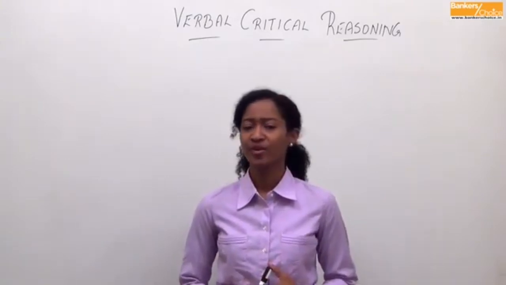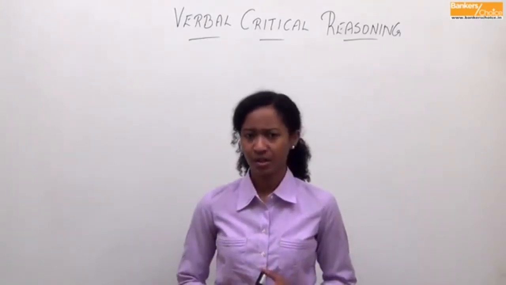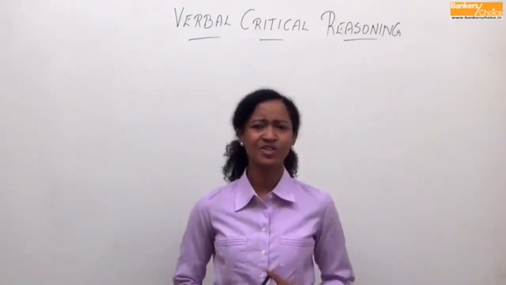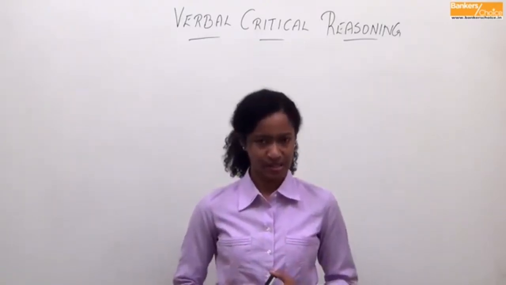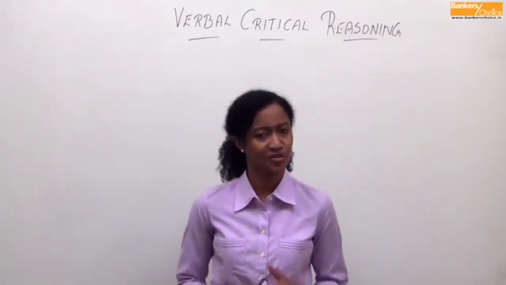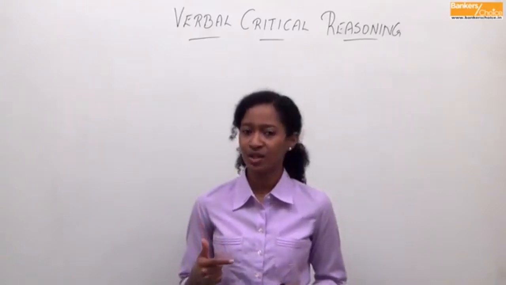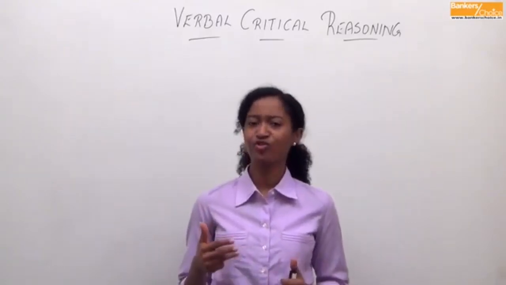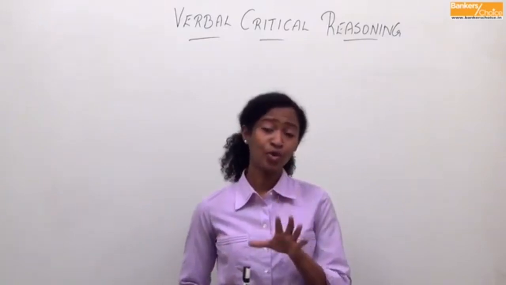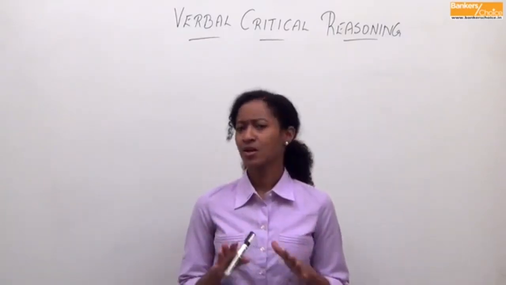Two, you get familiar with reducing errors. What do I mean by this? When you're familiar with different types of critical reasoning questions, you're less likely to make careless mistakes. Now we're going to look at 5 such different questions covering verbal critical reasoning. 1. Assumptions. 2. Arguments. 3. Course of action. 4. Cause and effect. And 5. Inference.